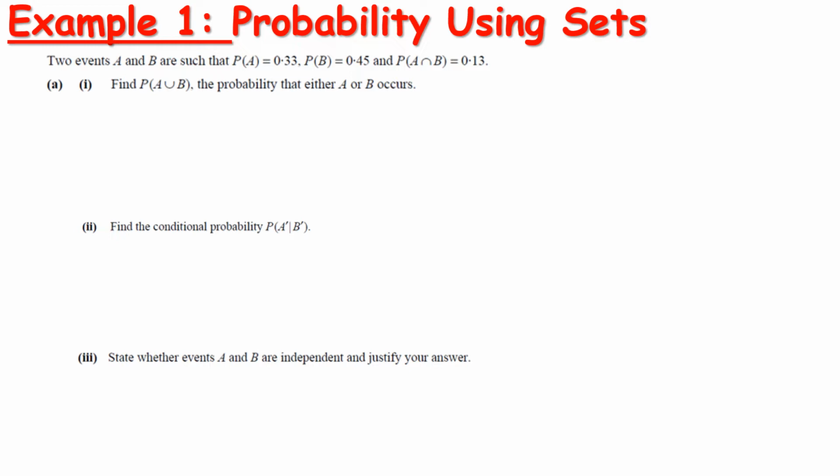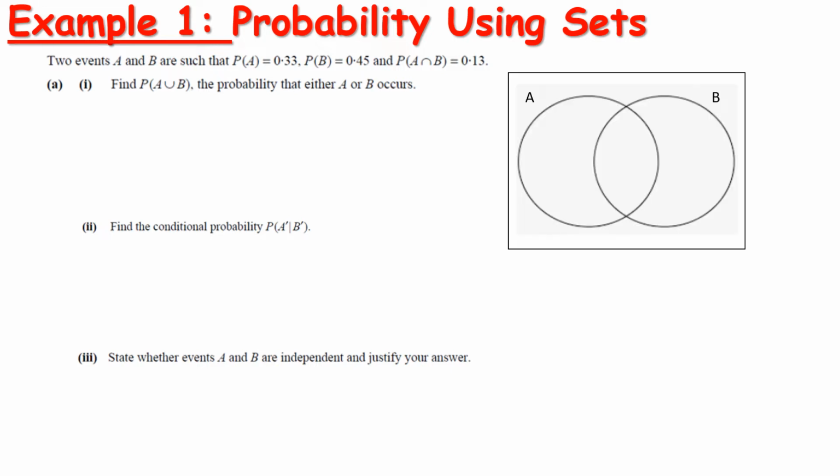Example 4.1, probability using sets. Two events A and B are such that the probability of A is 0.33, the probability of B is 0.45, and the probability of A intersection B is 0.13. Find the probability of A union B, the probability that either A or B occurs. So I'm going to use a Venn diagram. I think it's the most straightforward way to really see what's happening, but I will show you the formula as well. So our intersection is 0.13.